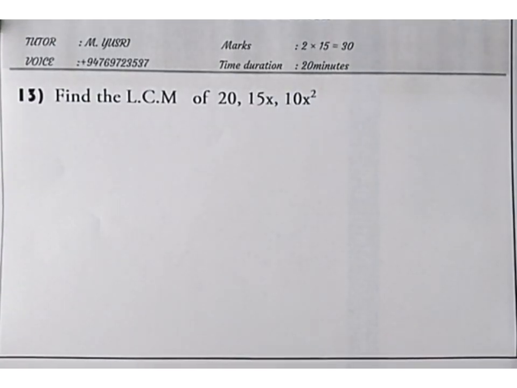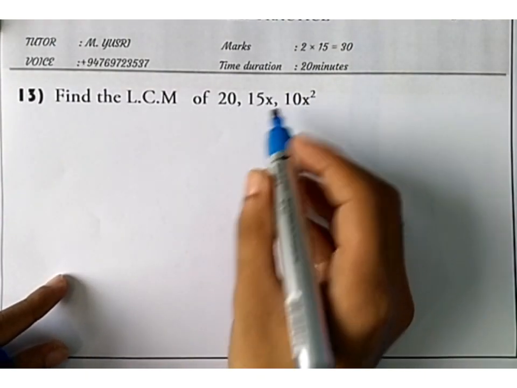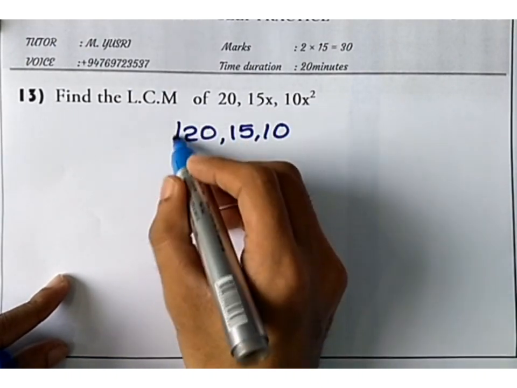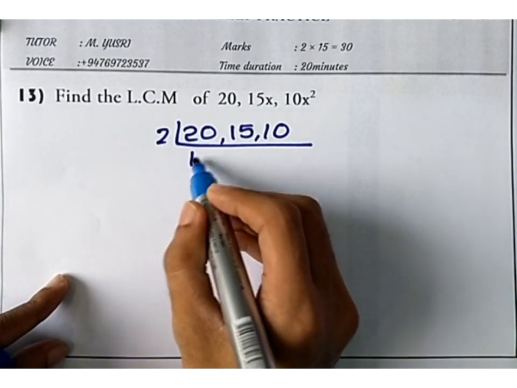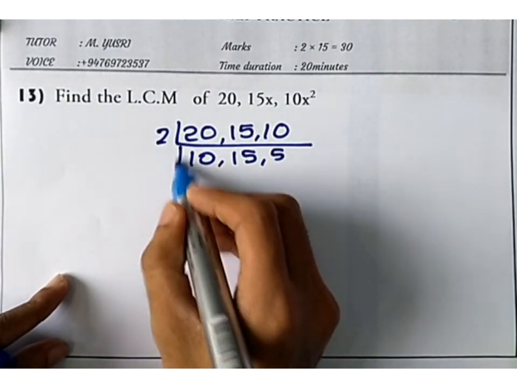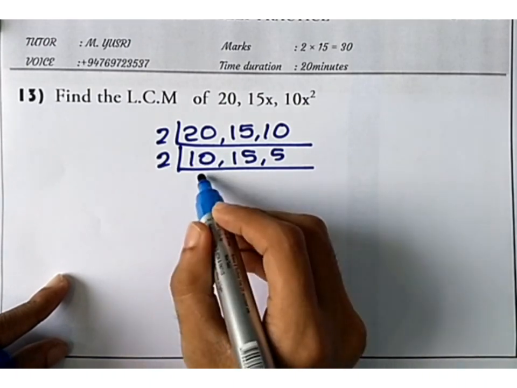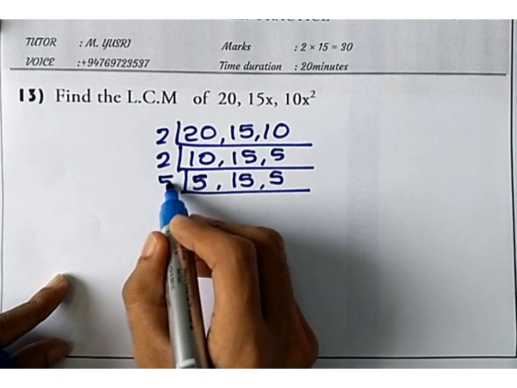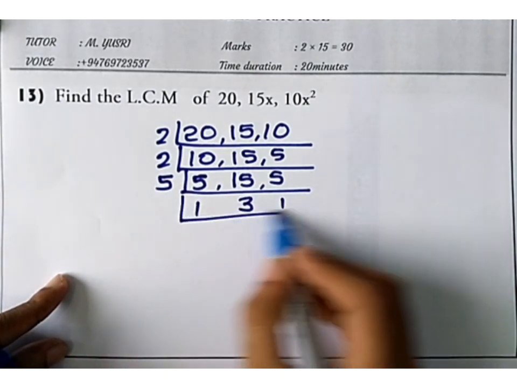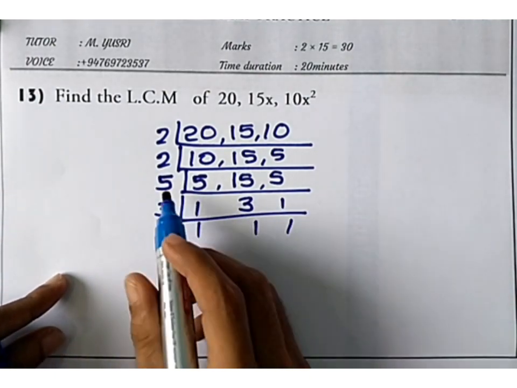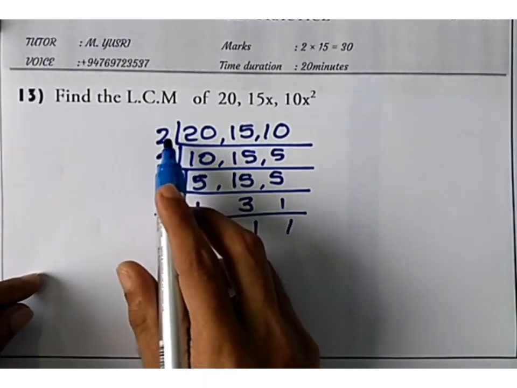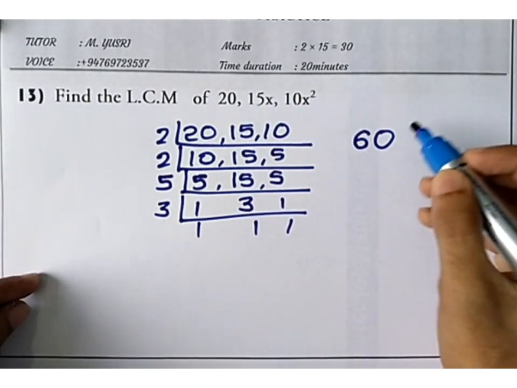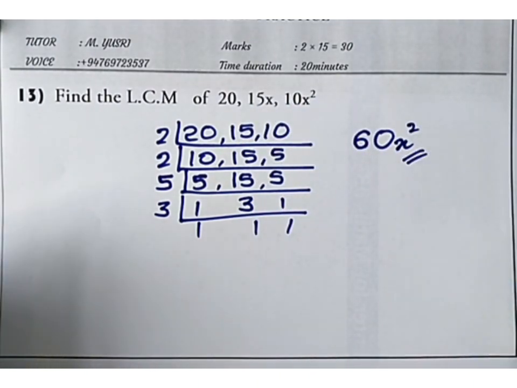Find the LCM. It's very easy. We'll consider these three numbers, 20, 15 and 10. We can divide by 2 first, so 10, 15 and 5. Again we can divide by 2. 10 divided by 2 is 5, and 15 can't divide exactly, so let it be. Now we can divide by 5: 1, 3 and 1. Now we'll divide by 3: 1, 1, 1. 3 5s are 15, 15 2s are 30, 30 2s are 60, and you can see in x the highest index is squared, so we'll take that down: 60x squared.